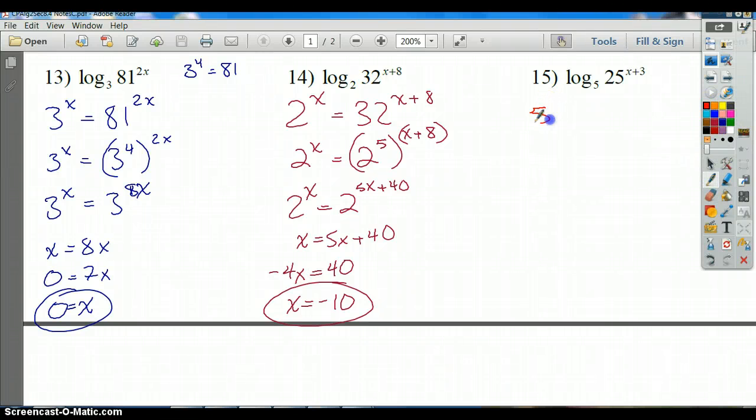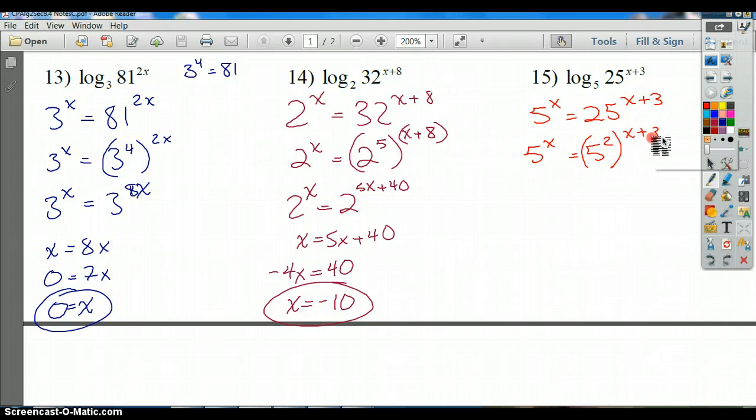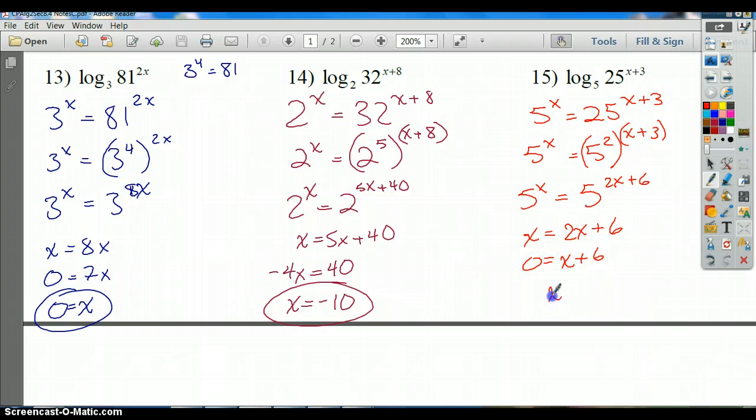Now, finally, the last guy here. So we're looking at 5 to the x equals 25 to the x plus 3. Same idea as before. What can I rewrite 25 as? Well, I can rewrite 25 as 5 squared to the x plus 3. So think of this as in parentheses. This is 5 to the x, 5 to the 2x plus 6. So I set the exponents equal to one another, and I'm looking at x plus 6 equals 0. So x is negative 6.